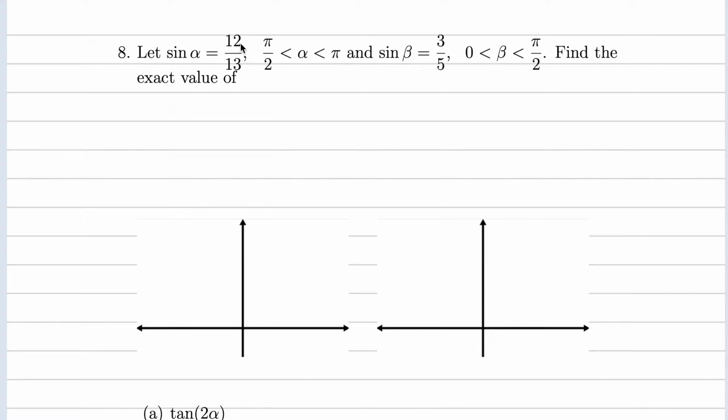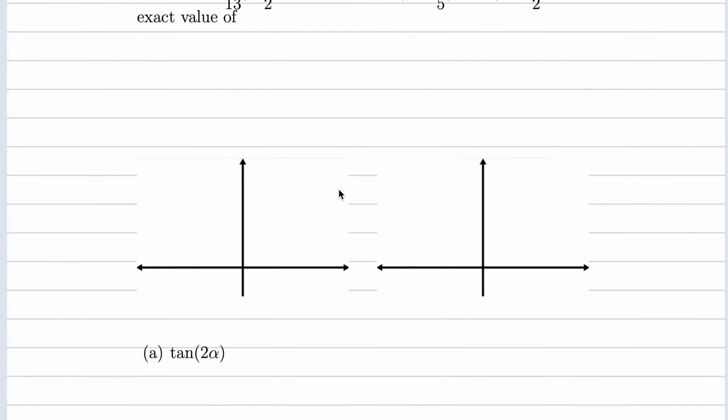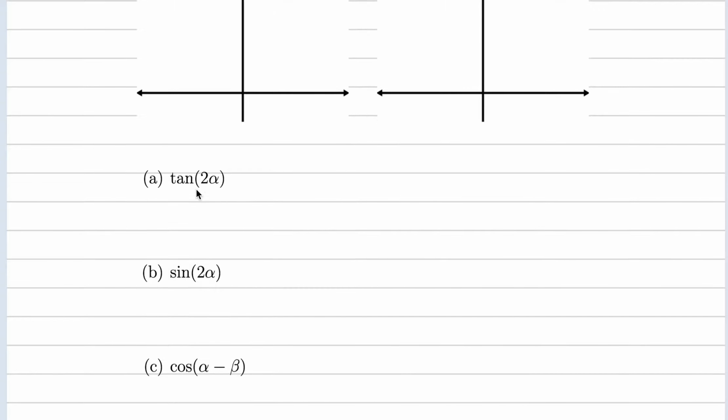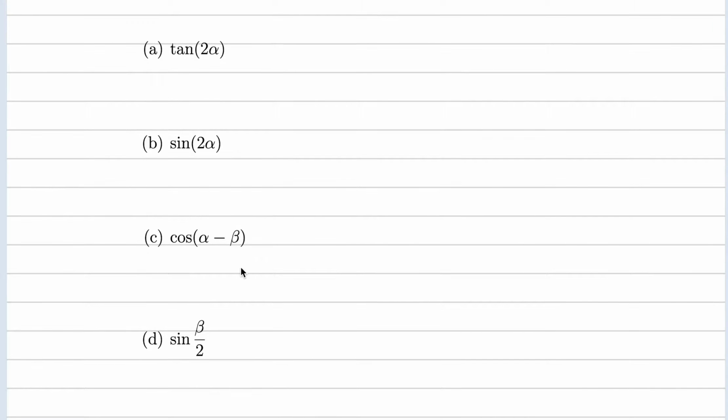Sine alpha is 12 over 13, where alpha is bigger than 90 and less than 180. That means alpha is in the second quadrant. And sine beta is 3 over 5, where beta is in the first quadrant, bigger than 0 and less than pi over 2. Find the exact value of, so we have a couple of double angle, difference, and half angle.